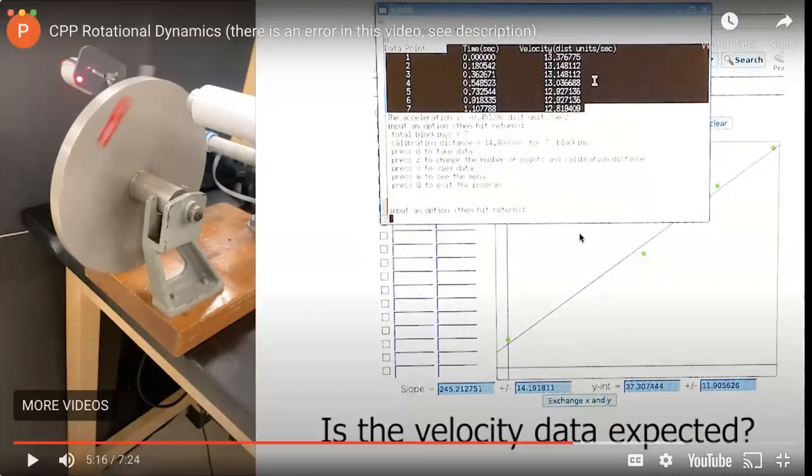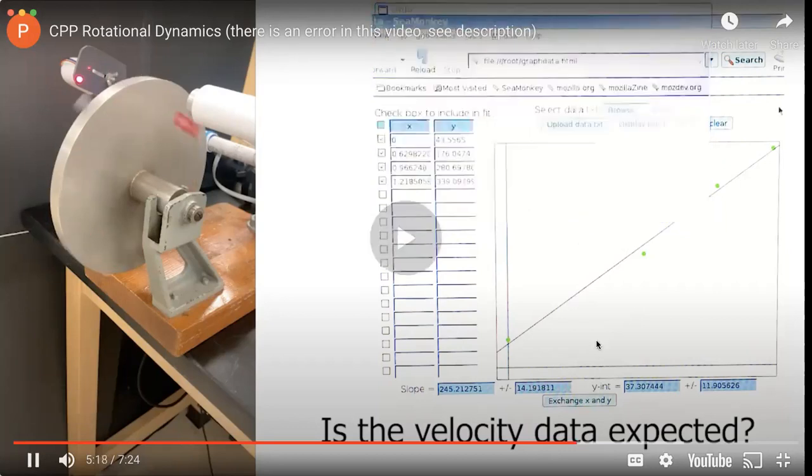Is this velocity data expected? Well, there's nothing to give it an acceleration, so you have to manually rotate it to let it start rotating. And you can see the velocity is pretty constant, right? So it is expected because it should maintain relatively the same uniform speed, but there is a little bit of a slowing down, and that is due to friction. That's how we get some information about friction.